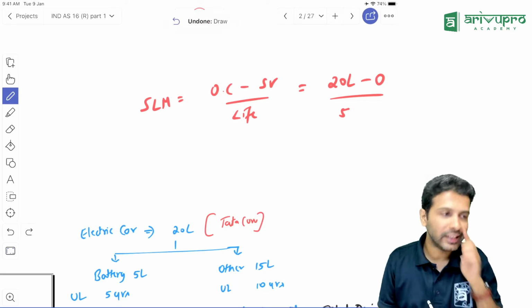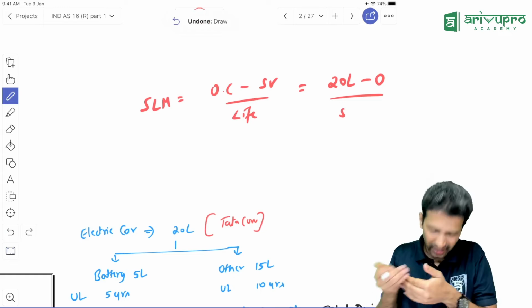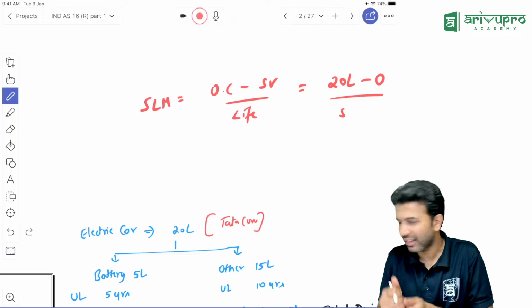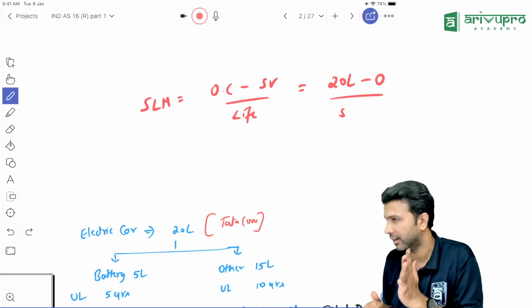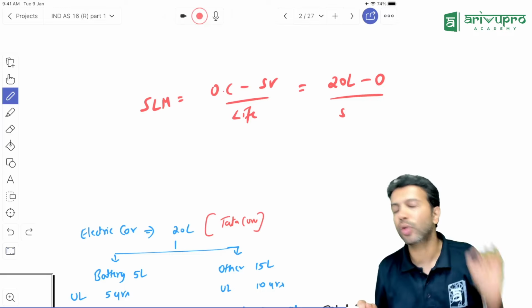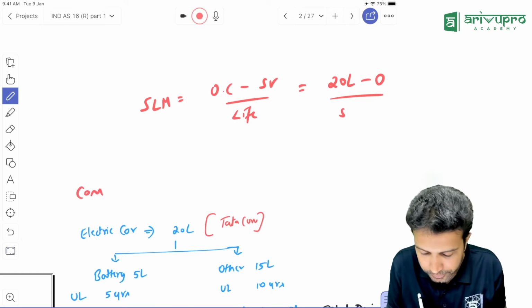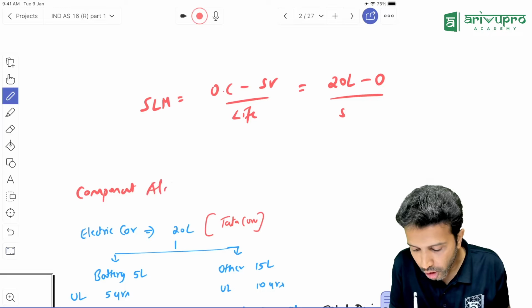Now this is what Ind AS 16 says. In fact, I discussed this with you at CA Intermediate level. I told you you'll apply it mostly at CA Final level. Now what is this? This scenario we call component accounting.